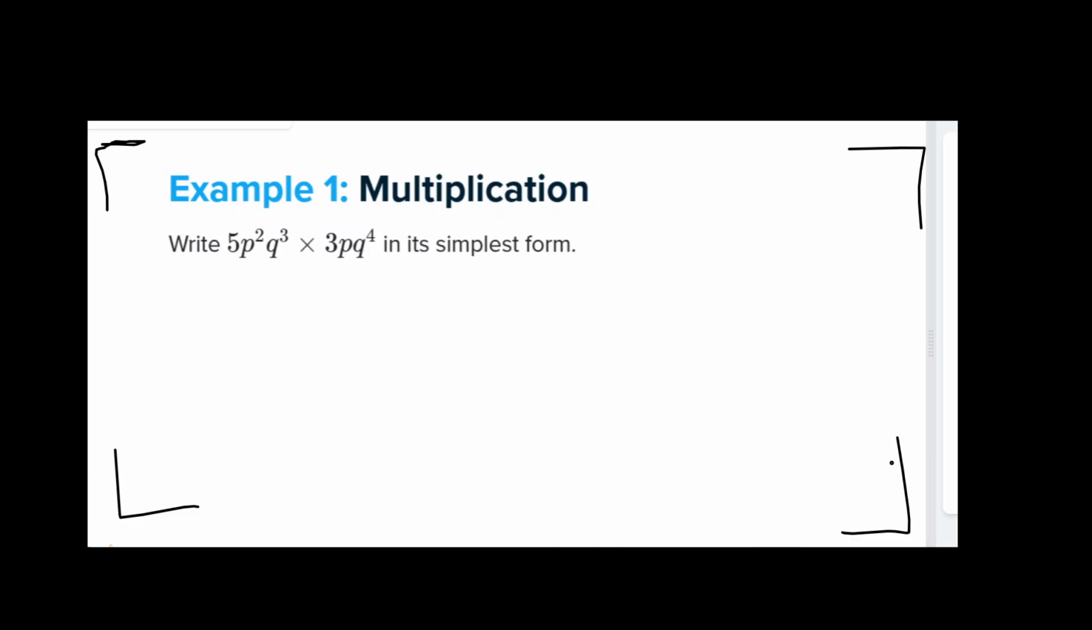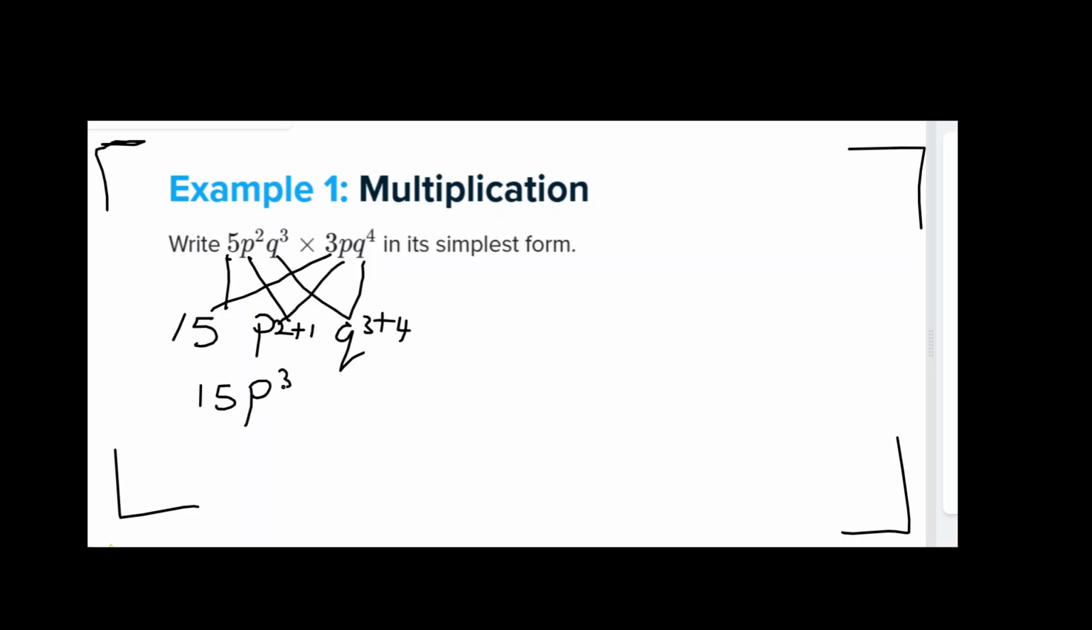Okay, so let's try a few questions. This is one of the ones that I did earlier. So I'm gonna fly through this. So 5 times 3, this p to that p, and that q to that q. So 5 times 3 is 15. This will be p to the power of 2 plus 1, okay? And this one is q to the power of 3 plus 4. So that gives me 15 p to the power of 3, q to the power of 7. So I've just flown through that because I've answered that question earlier.